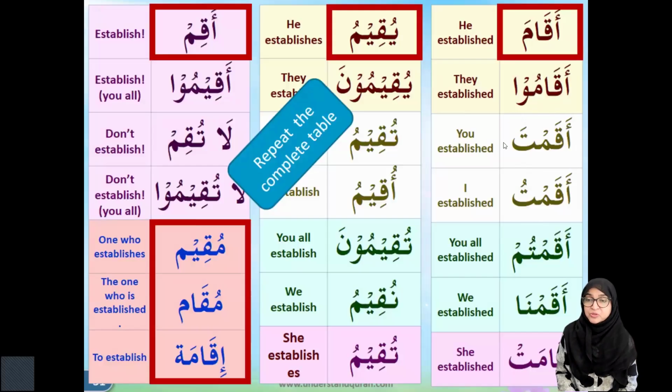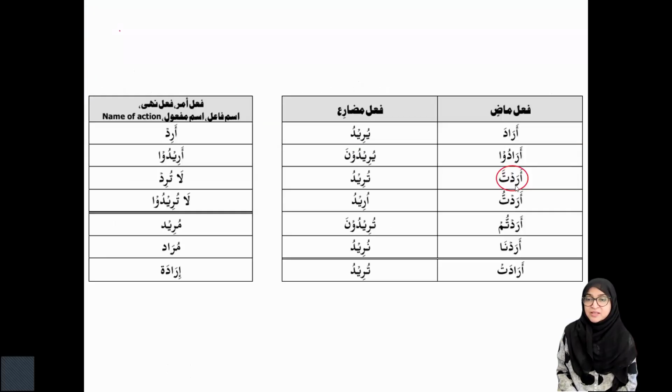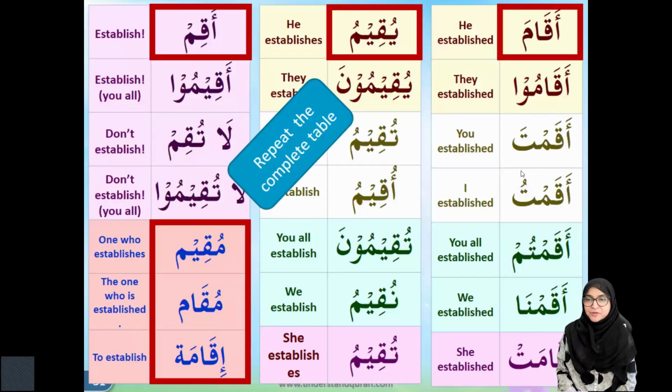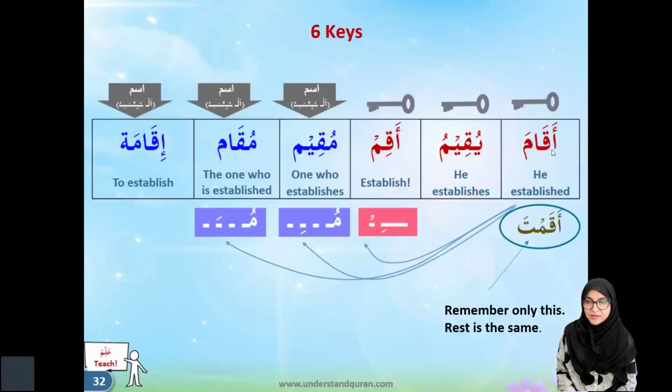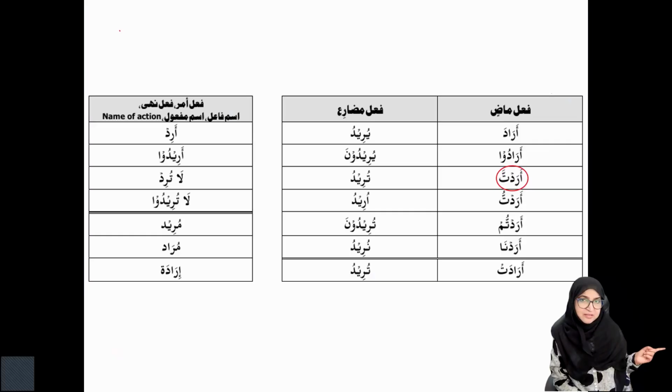So this part, you should always remember. Then the rest becomes easier. You established, aqamta. So the "you" has to be remembered. So here, what happened over here? Arada, aradu, aratta. Aqamta, aratta. Aratta, you see? Got it? So aqama, aqamu, aqamta. Arada, aradu, aratta. Does it make sense now? Yes. So arada, aradu, aratta, arattum, aradna, aradat.